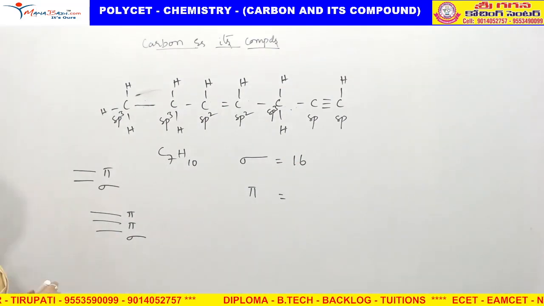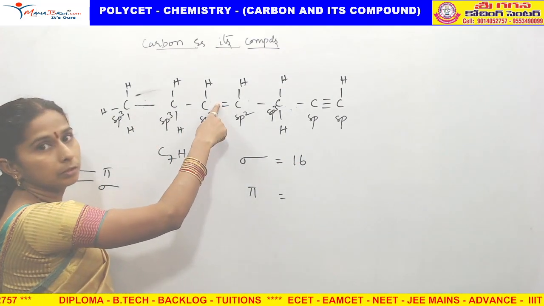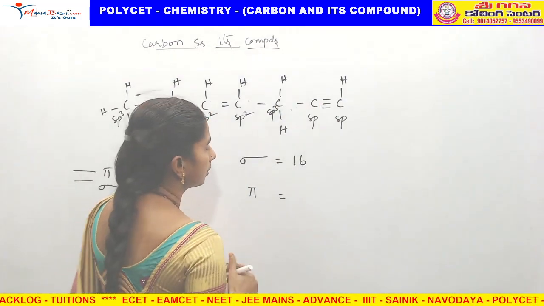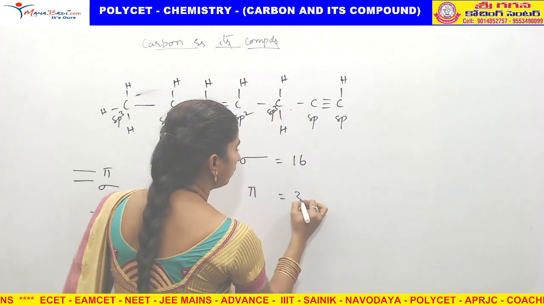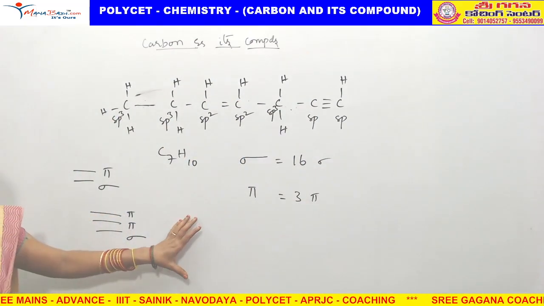Now come to the pi bonds. Pi bonds are where? Here, not there, the double bond. One pi bond, because in a double bond one pi bond is there. Here 2. 2 plus 1, 3 pi bonds. Sigma bonds 16. I hope you understand.